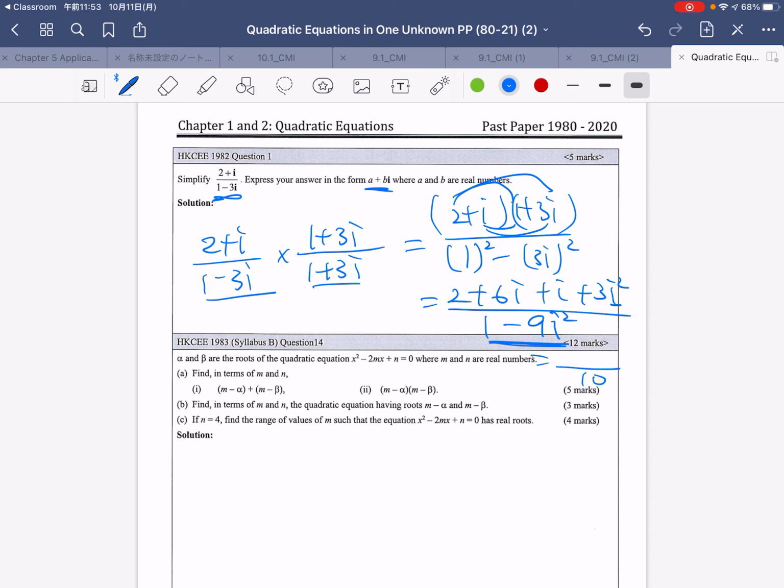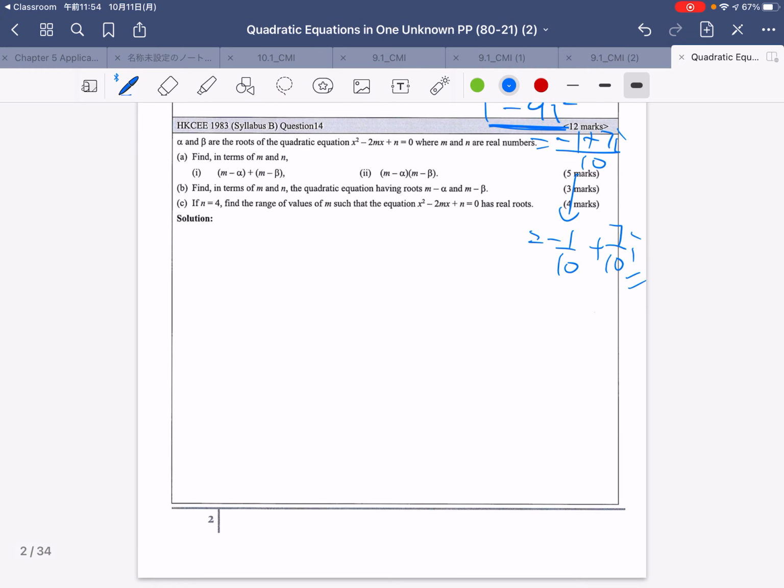And for the top, i squared is -1. So 2 minus 3 is -1, and 6i plus i is 7i. And then finally, you need to separate the real part and the imaginary part. So -1 over 10 plus 7 over 10 i. So that's the answer. And then you need to do page 5.